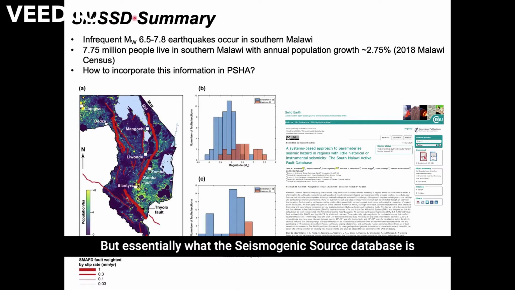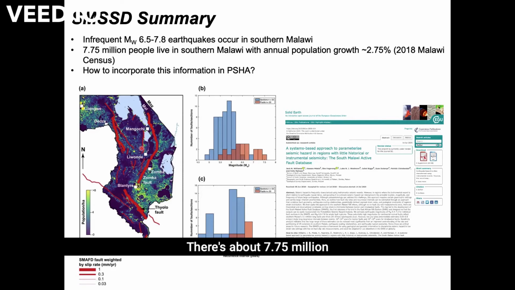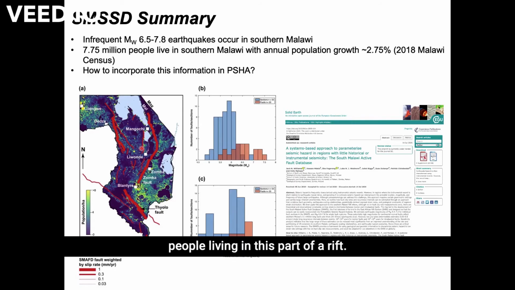Essentially, what the Seismogenic Source Database is conveying to us is that there are likely quite infrequent but potentially quite large magnitude earthquakes in Malawi. Some of these faults are up to 100 kilometers or longer, which scientifically is very interesting, but from a societal point of view is really quite important. This is a map of fault slip rates underlain by the distribution of Malawi's population. You can see this is quite a densely populated part of Malawi, with about 7.75 million people living in this part of the rift.